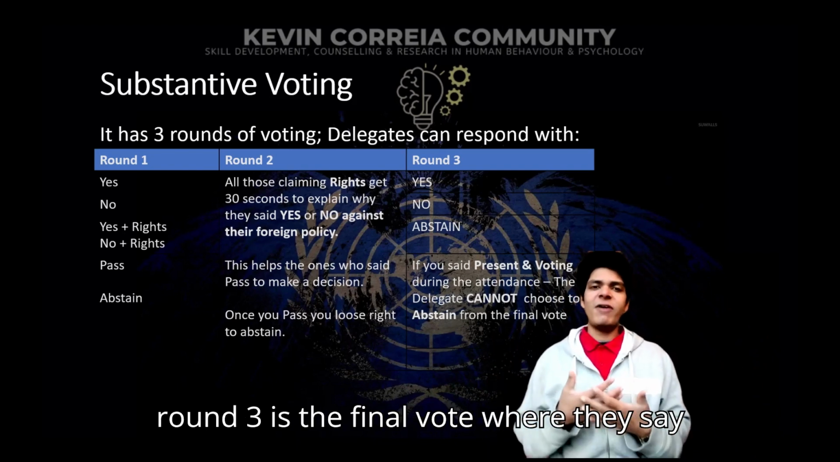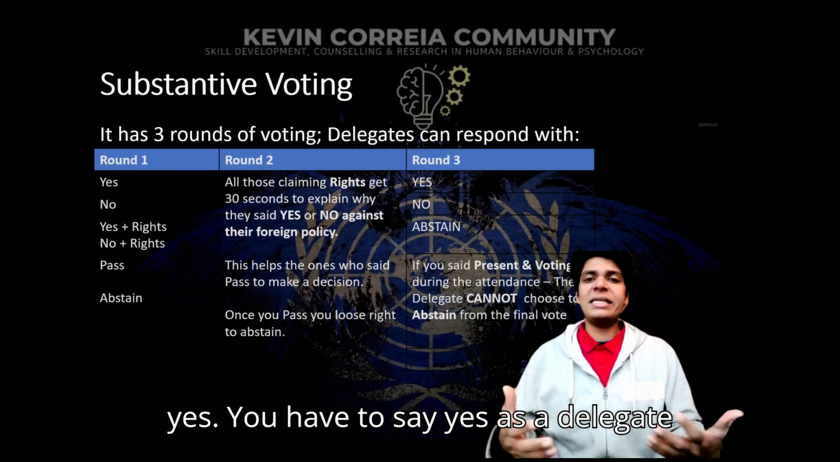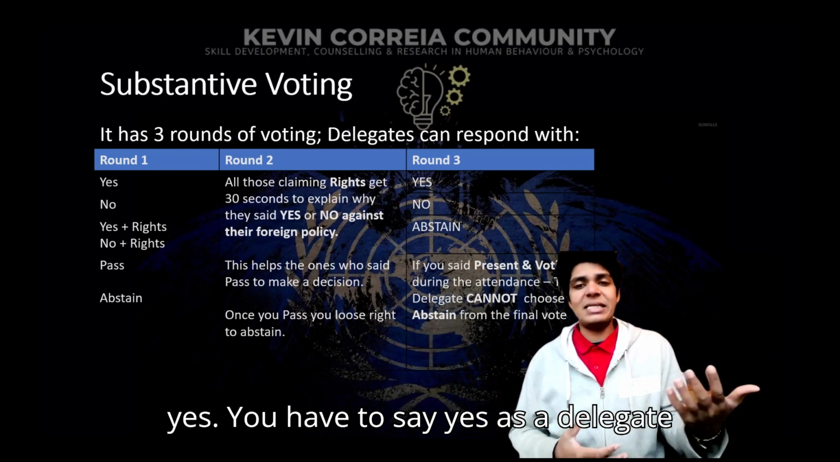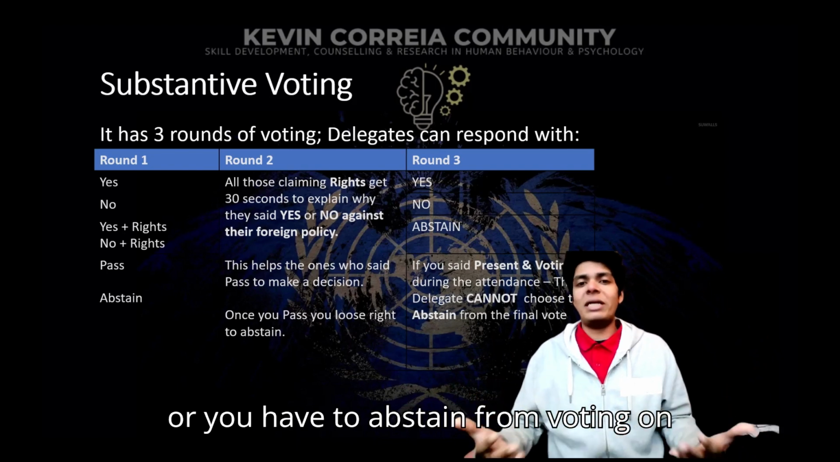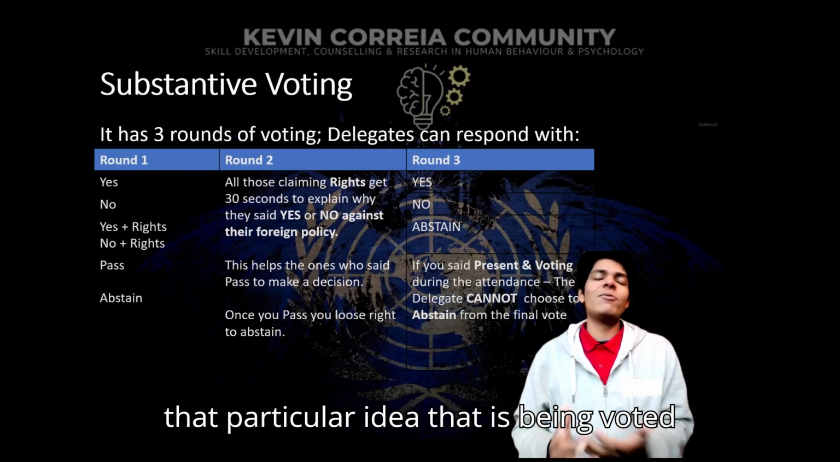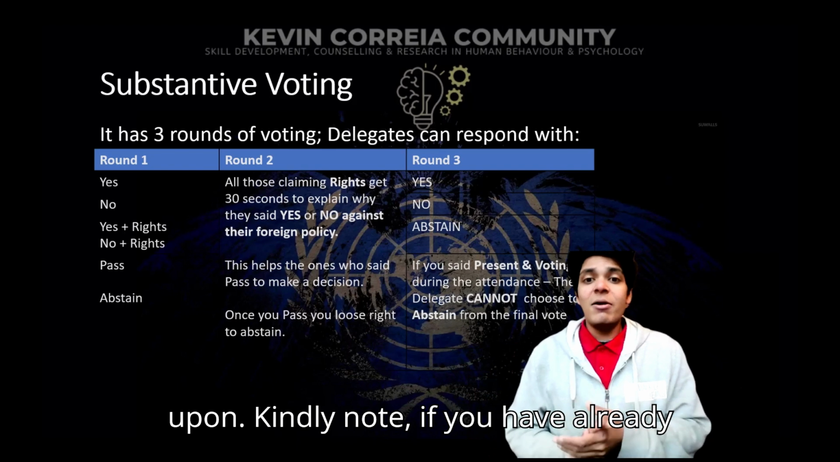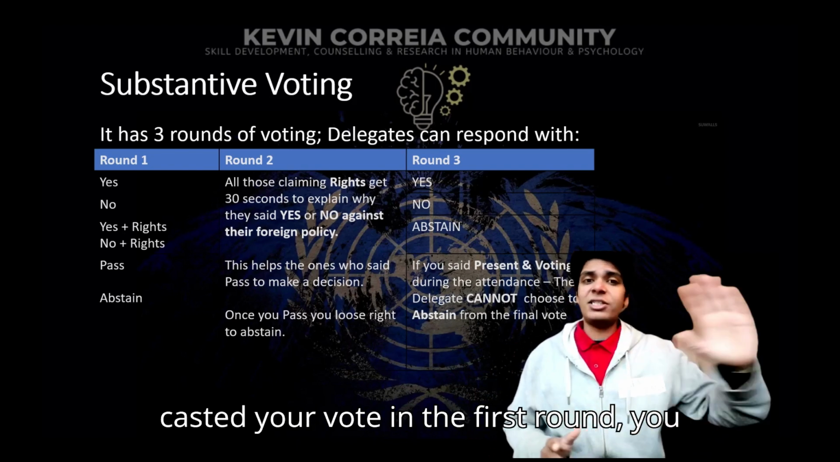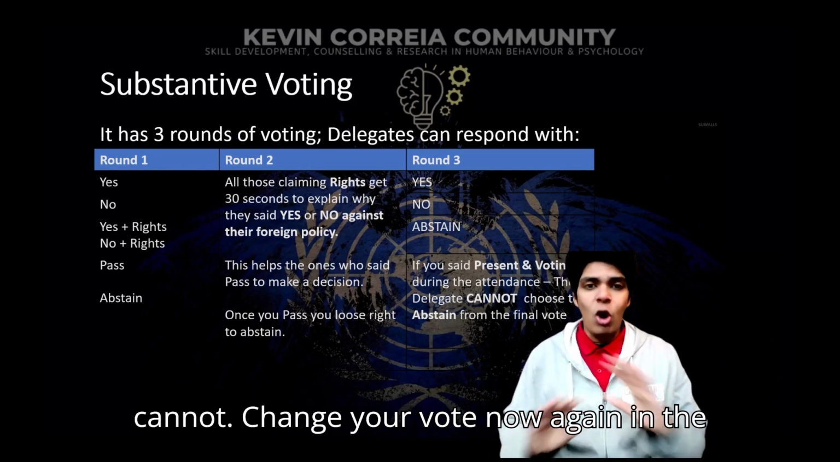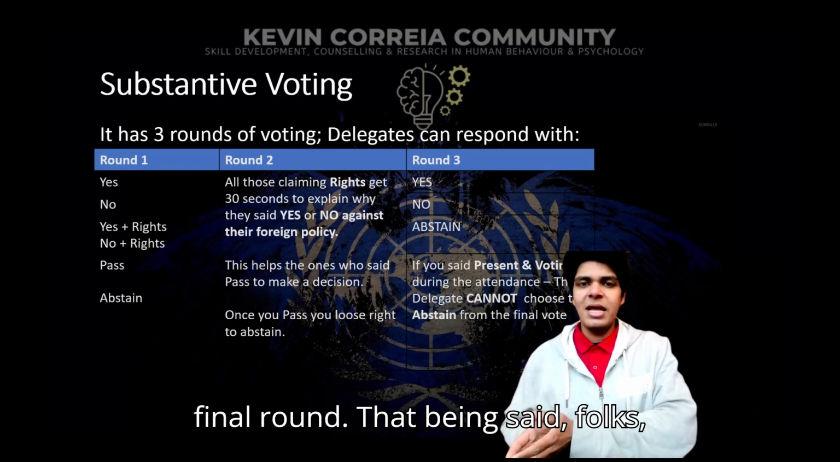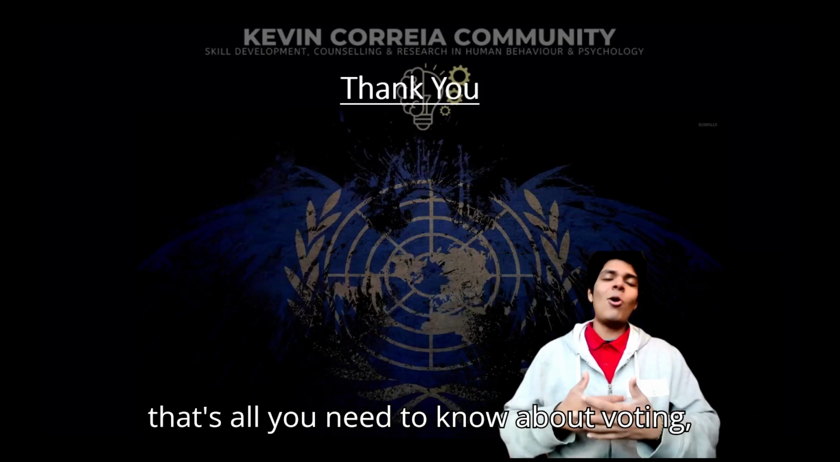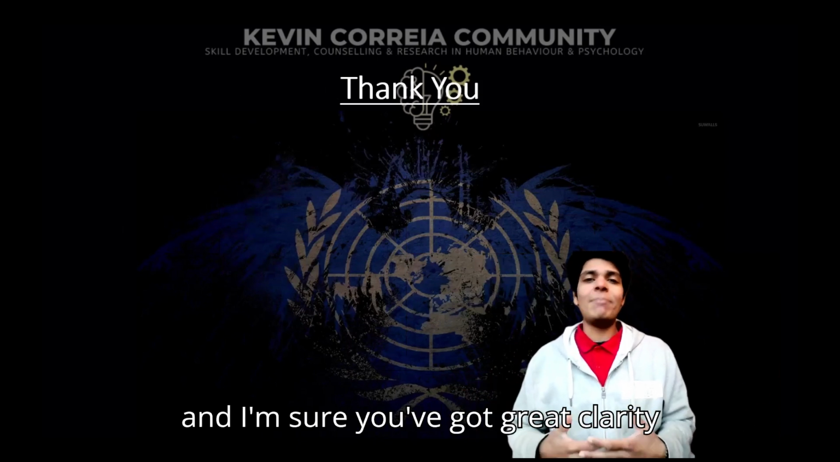Finally, round three is the final vote where you have to say yes as a delegate, or you have to say no as a delegate, or you have to abstain from voting on that particular idea that is being voted upon. Kindly note, if you have already cast your vote in the first round, you cannot change your vote again in the final round. That being said, folks, that's all you need to know about voting, and I'm sure you've got great clarity about how the entire voting process happens during your MUN.